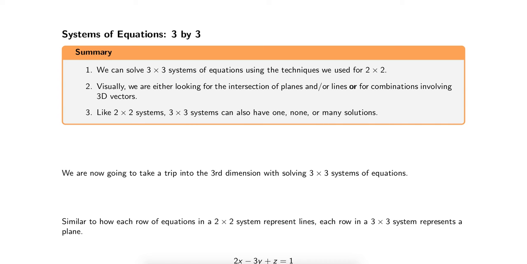All right, in this video, we're going to introduce our 3x3 systems of equations, where we're going to use a lot of the techniques that we looked at for 2x2 in terms of elementary row operations once we get into some examples. So with 2x2 systems of equations, typically we had just an x and a y. With 3x3, we're going to take a step into the third dimension. We have x and y, and then now it's z.